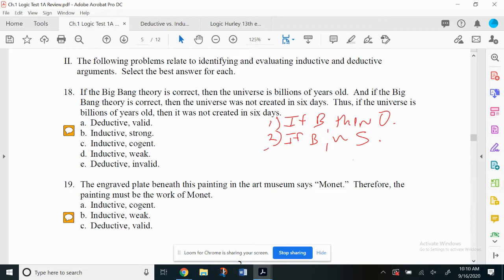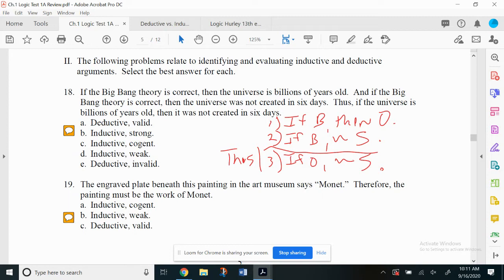Then it says, thus, which is a conclusion indicating word. So we have another conditional. If the universe is billions of years old, so that would be back up to this one, which I identified as O, then it was not created in 6 days, not S. So basically, since I'm using if-thens, and it looks like some sort of hypothetical syllogism, we know it's deductive. You have to get that part. It'll either be deductive or inductive for any one of these answers, right?